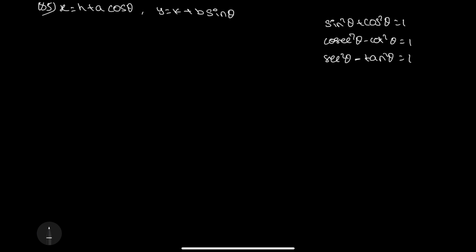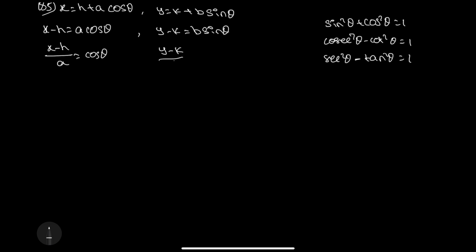So question number 5, here also we have to apply square. So before that we have to transpose this value. We'll get x minus h is equals to a cos theta, and we'll transpose this a. We'll get x minus h by a is equals to cos theta. Same with this, y minus k is equals to b sin theta, and y minus k by b is equals to sin theta. And we know the relation between them is sin square theta plus cos square theta is equals to 1.